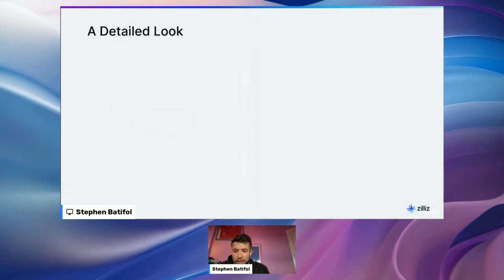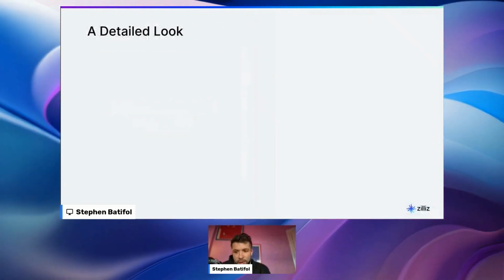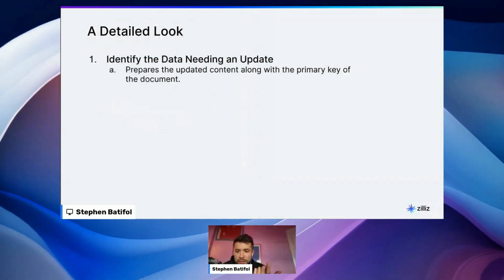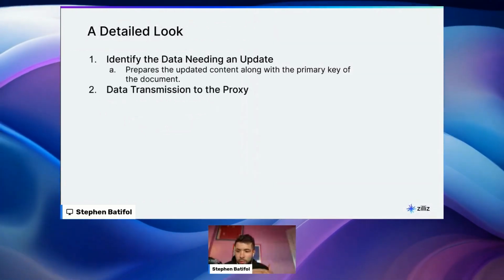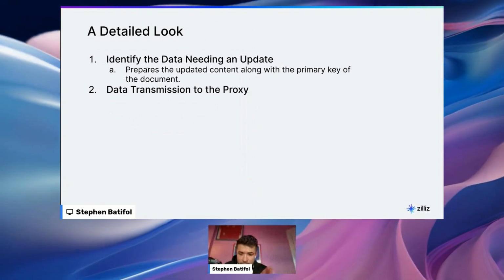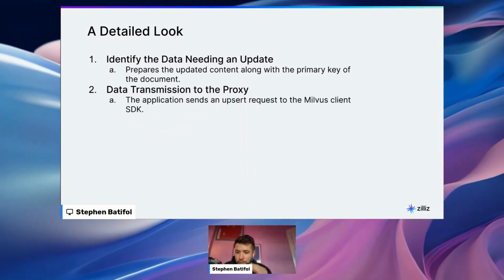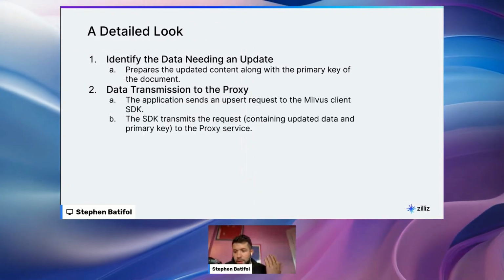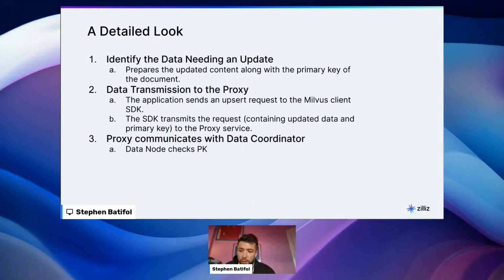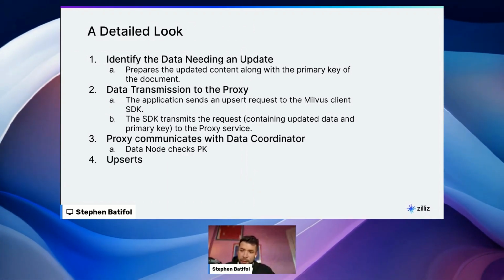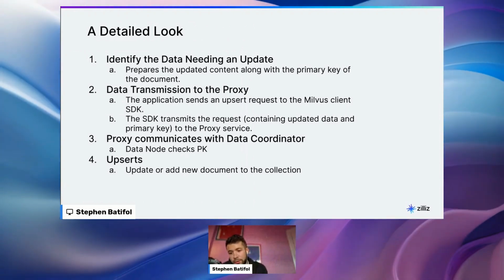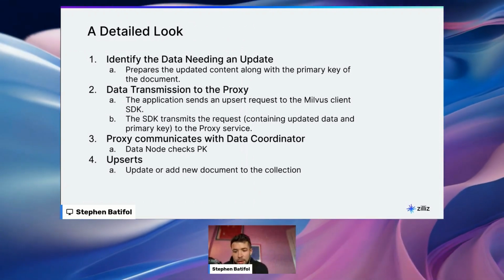And basically what happens behind the scenes is that you need to identify the data that needs an update, so make sure you have the primary key, and transfer the data to the proxy. We send the upsert request to Milvus, and then we go to the proxy service. Then we talk with the data coordinator, which checks if you have a primary key. Then we do an upsert. And so, as I said before, either you update or you add the new document to the collection.